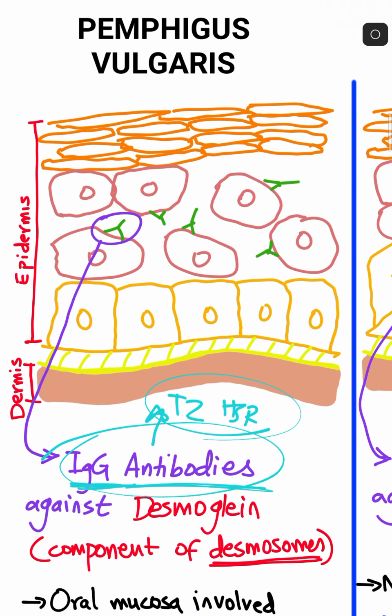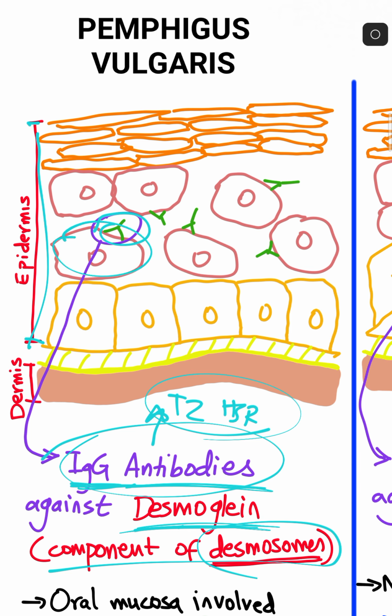All right. So you get IgG antibodies against desmoglein. Desmoglein is what? It's a component of desmosomes, right? That hold the keratinocytes together. So what happens? You have IgG antibodies against desmoglein. So the epidermal cells lose adhesion and the skin breaks apart and it creates a blister.